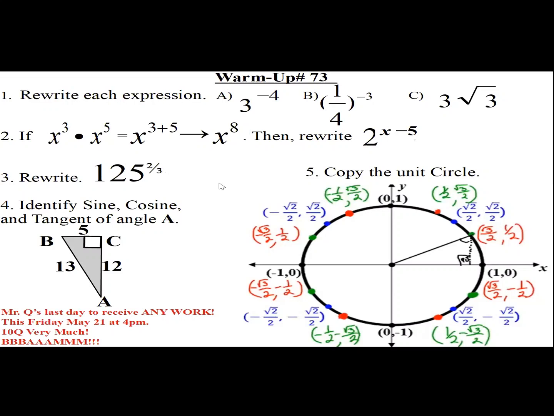And number 4, it says identify sine, cosine, and tangent of angle A, and they give us a right triangle. The hypotenuse measures 13, and the legs measure 5 and 12. And angle A, B, and C, they give us C being the right angle, B is the larger angle, and A is the smallest angle on the triangle. And number 5, it says copy the unit circle. And the unit circle is there so you can copy it.